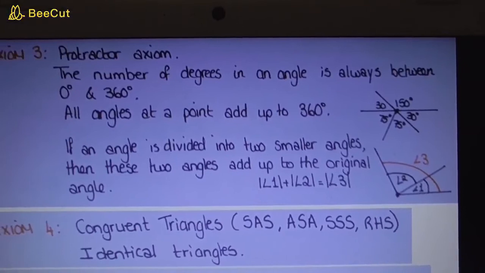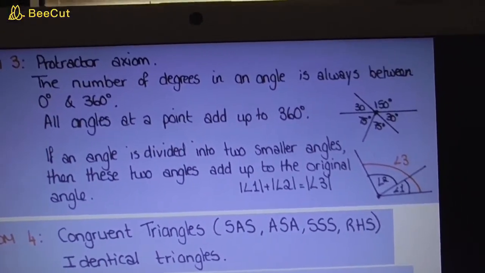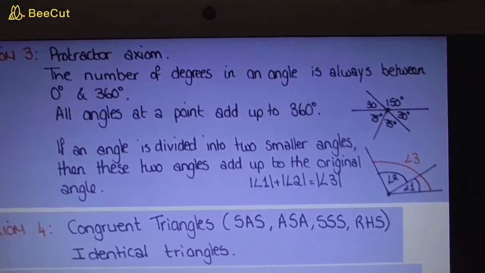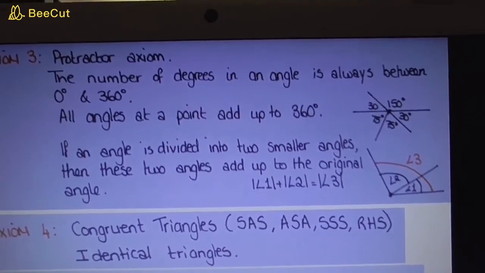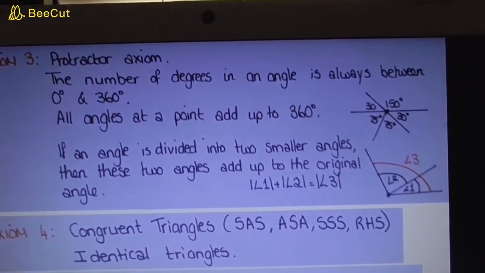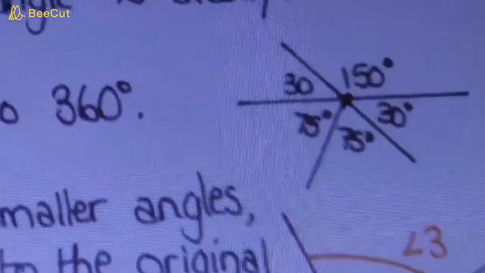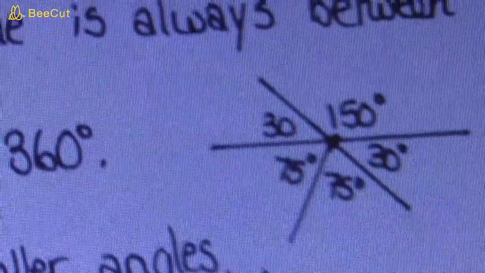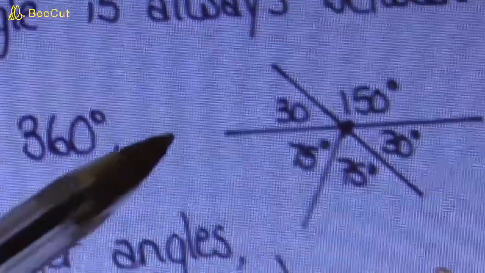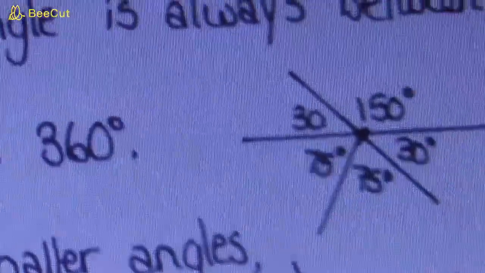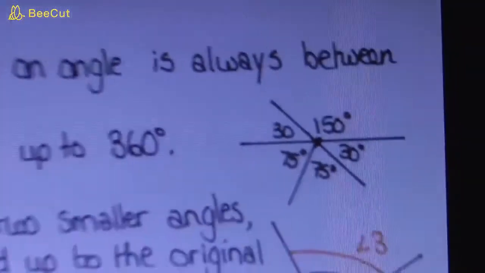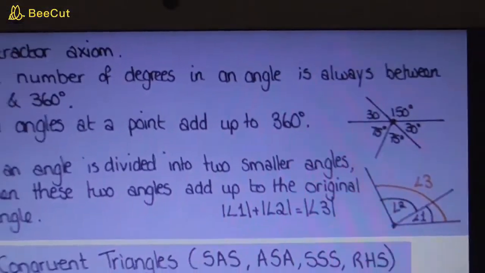Okay, axiom 3 is the protractor axiom. So the number of degrees in an angle is always going to lie in between 0 and 360. A full rotation is 360 degrees. So all angles at a particular point would add up to 360. So if we look at that little diagram there, 30, 150, 30, 75 and 75 will all add up to be 360. So all angles at a point will always add up to 360.